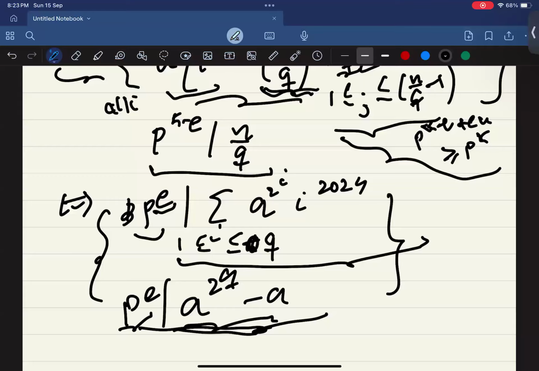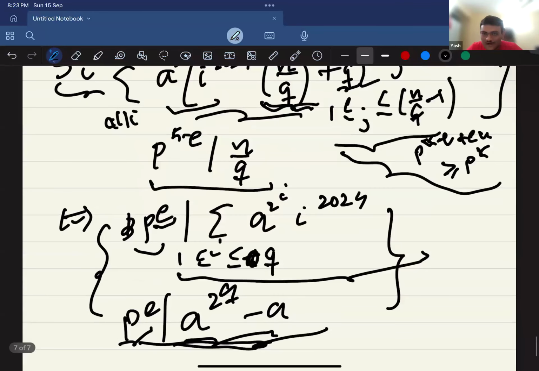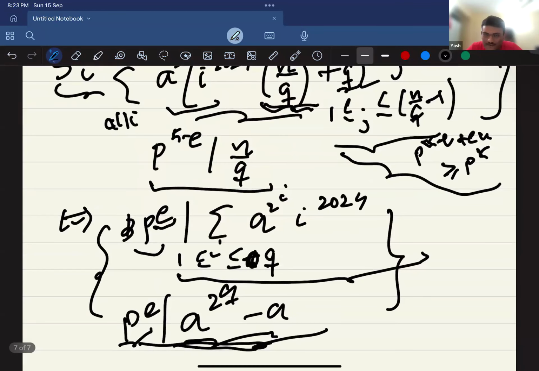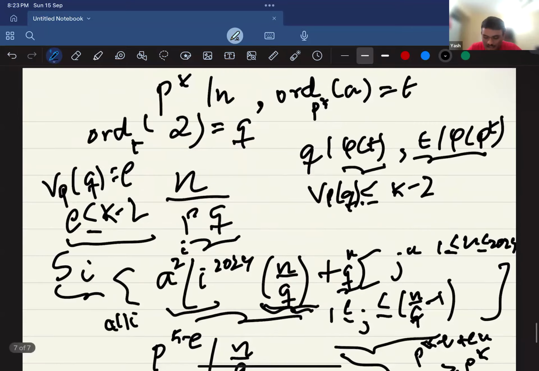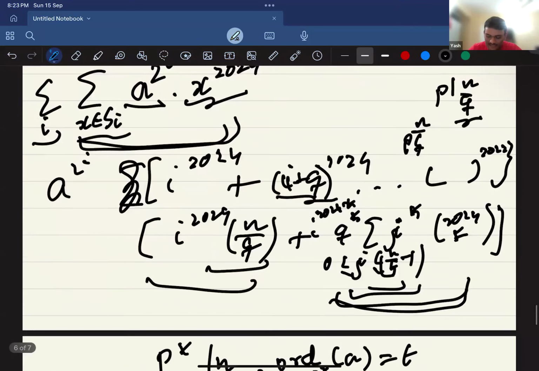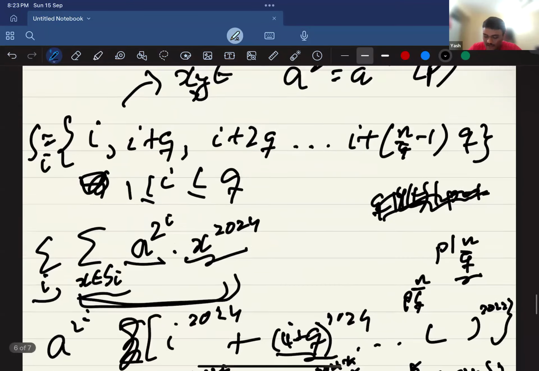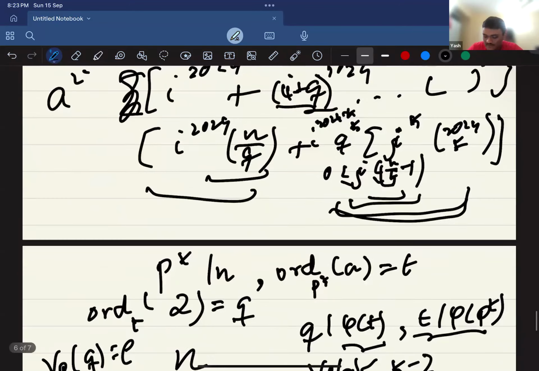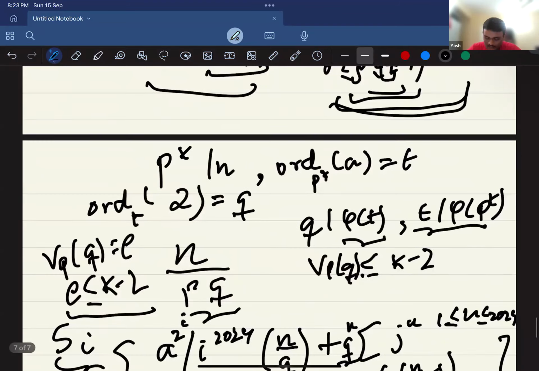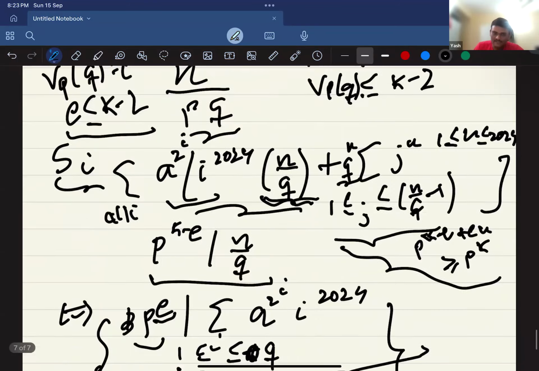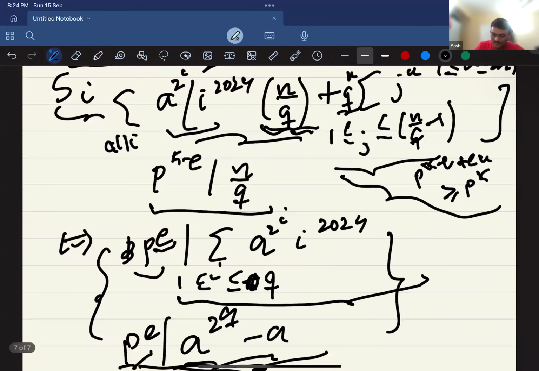Nice. So you see, we are basically breaking down the problem multiple times. First, when we use the lemma, we break it down into sets like p to the e. Now we use the order condition, and then we break it down again into sets Si. After that, we again break it down into multiple residue systems where we use the fact that p divides n by q. We broke it down again, and now finally we saw that this is pretty much the original problem.